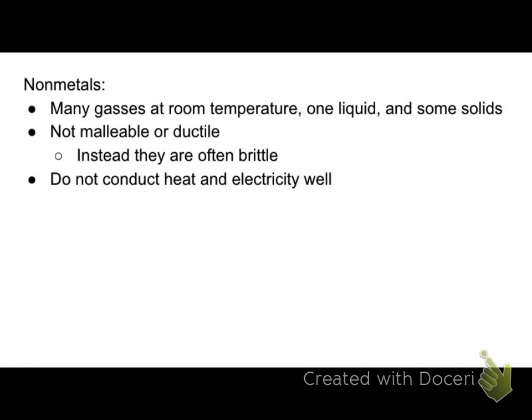Oftentimes clothing that you have that is supposed to be warm is designed to trap a lot of air, because air is made up of mostly nonmetals like oxygen, nitrogen, those types of things, and so they do not conduct heat very well, which means the heat that is in your body is not going to easily escape through that layer of gases. And they also make poor conductors of electricity, which is why things that insulate wires are usually made of nonmetals.